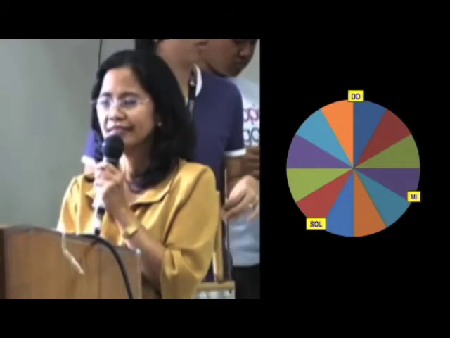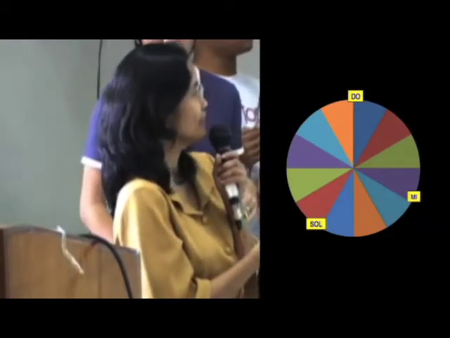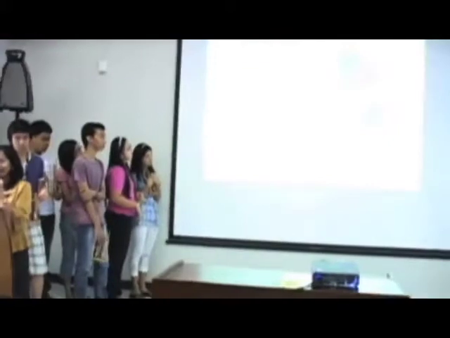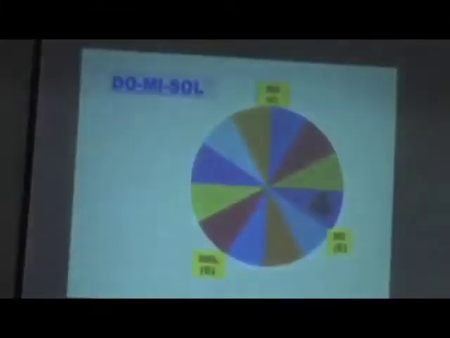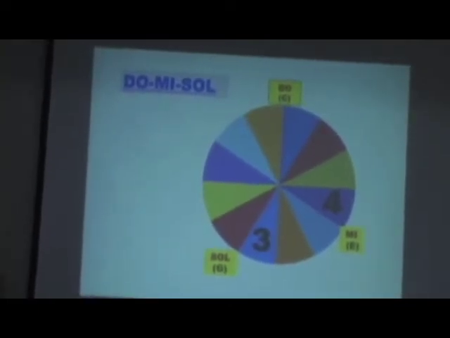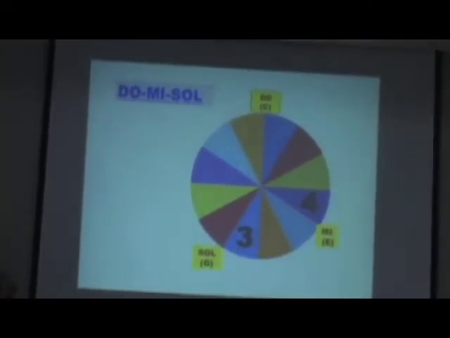Can you count? 4, right? The blue one, the red one, the green one, and then the violet one. So we have 4. I have 4 slices of buko pie. How many slices do I get as I travel from the mi to the sol? 3. How many slices of buko pie will I get if I travel from the sol to the do?